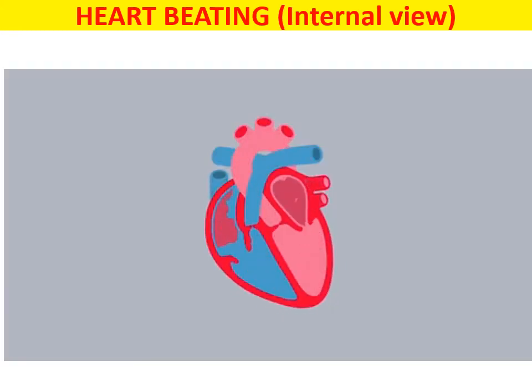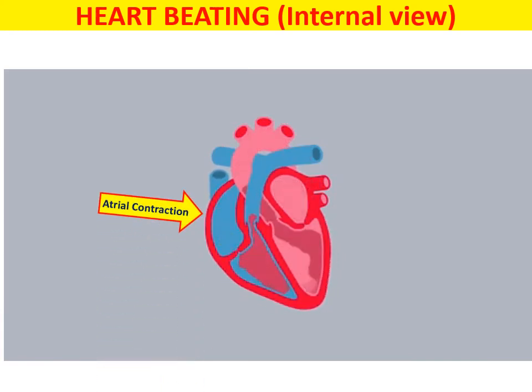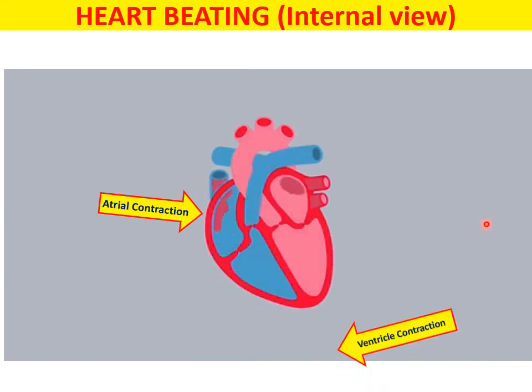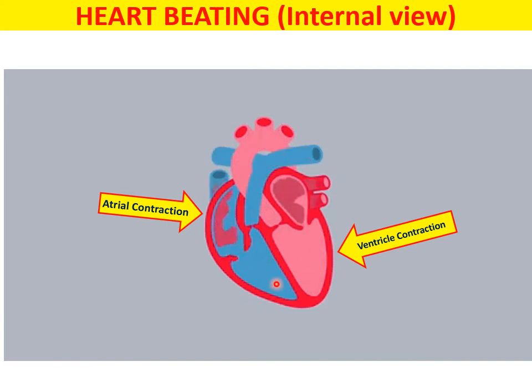In this diagram you can see the heart beating in an internal view. If you look here, we can see the upper portion, that is the atrial contraction. Here the atrial contraction takes place. When the atrium contracts, the blood is pumped into the ventricles, and when the ventricles contract, the blood is pumped into the pulmonary artery and the aorta. So this is what's happening when the heart is beating.